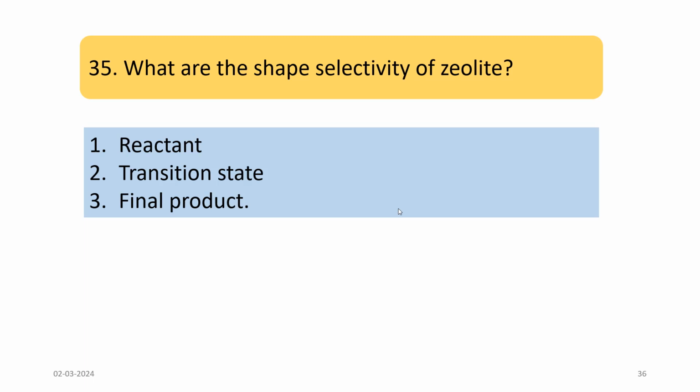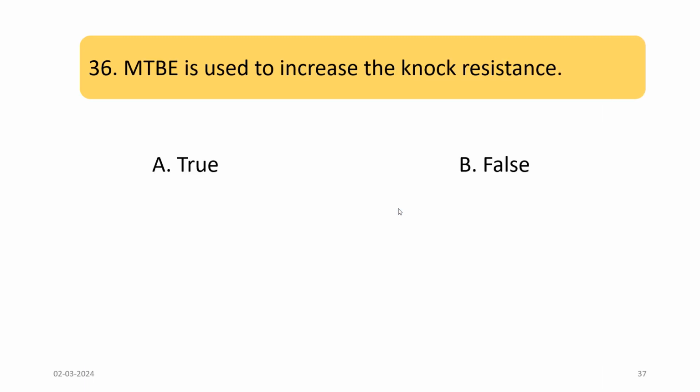And in final product selectivity, there may be multiple products coming from a reaction. So the product size passing through the zeolite will be collected, and the bigger size product which cannot pass through the zeolite will remain in the reaction. So that is the final product selectivity of zeolite.